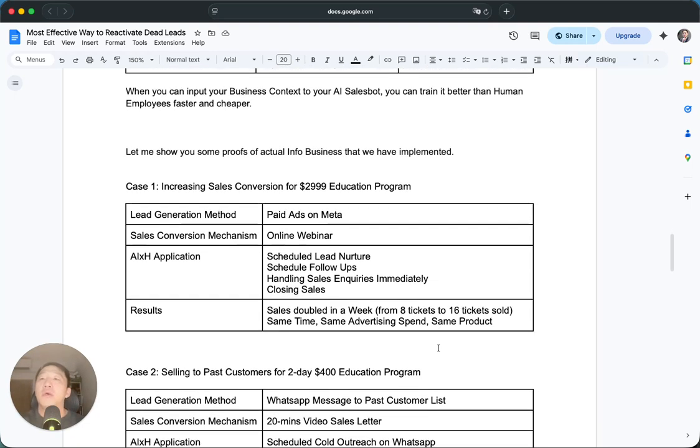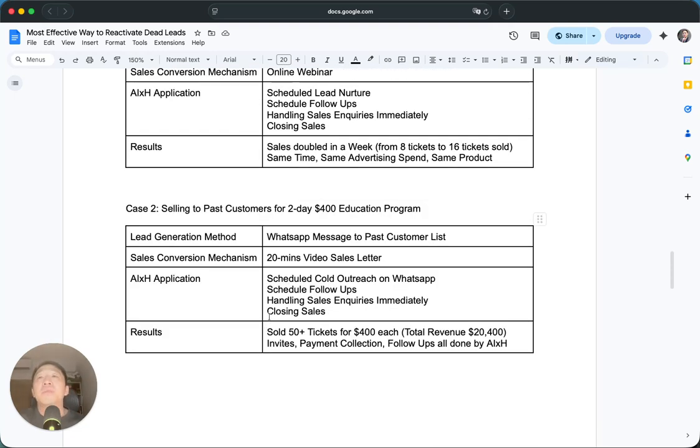Case number 2: selling to past customers for a 2-day, $400 education program. Lead gen method: WhatsApp message to a past customer list. I think nowadays a lot of businesses are starting to use this. Sales conversion mechanism is a 20-minute video sales setup. With the AIxH application, we schedule cold outreach on WhatsApp. We blast out the message and get the AI to converse with the leads, schedule follow-ups, handle sales inquiries immediately, and close sales.